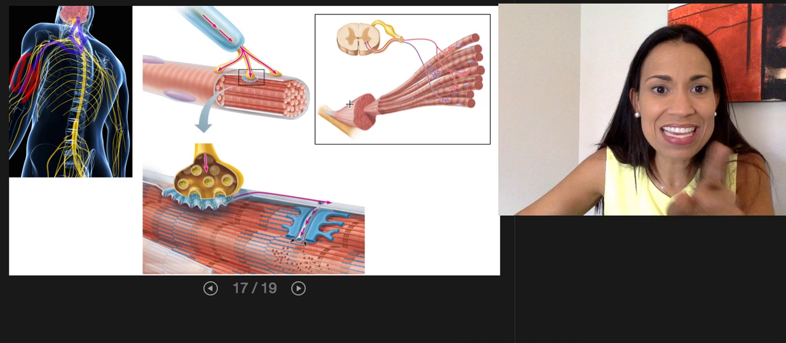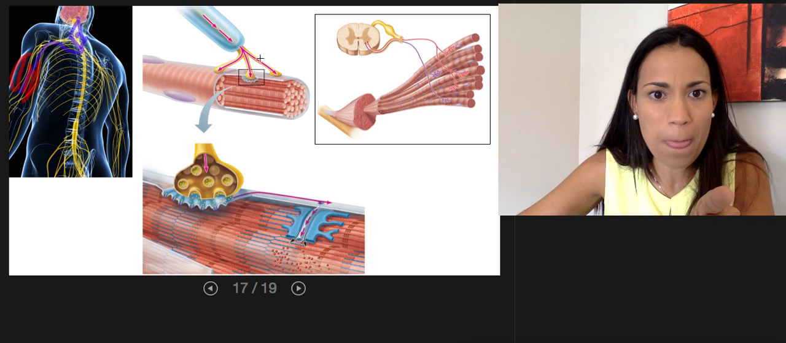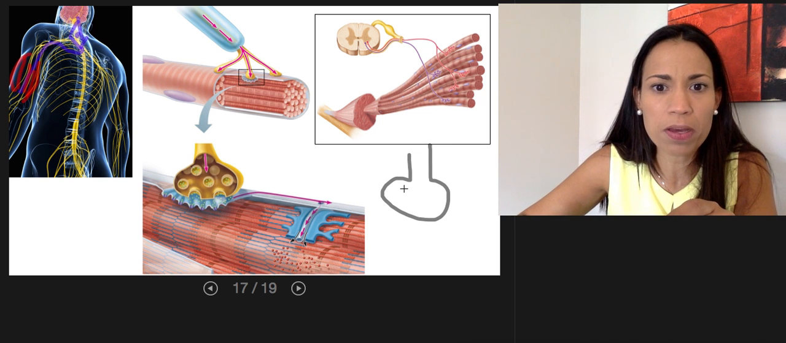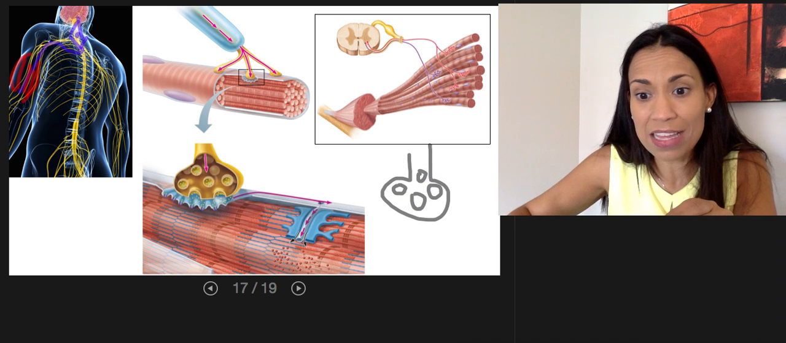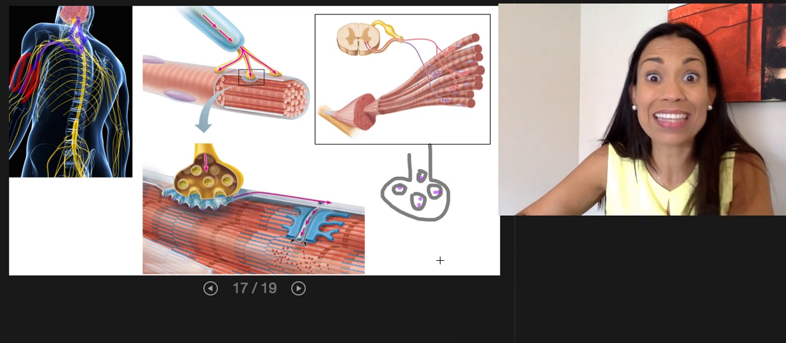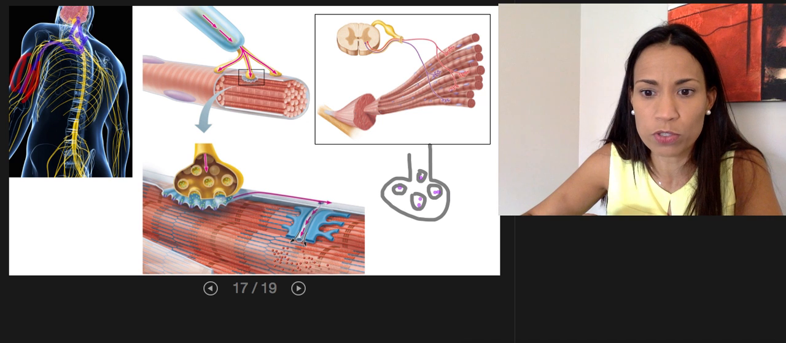Okay, this axon ends in this kind of bulky projection, which is this bulb, and this is called the synaptic knob. That synaptic knob contains vesicles, and inside those vesicles we have a neurotransmitter that is called, in this case, acetylcholine. And the acetylcholine can stimulate the muscle fiber to contract.